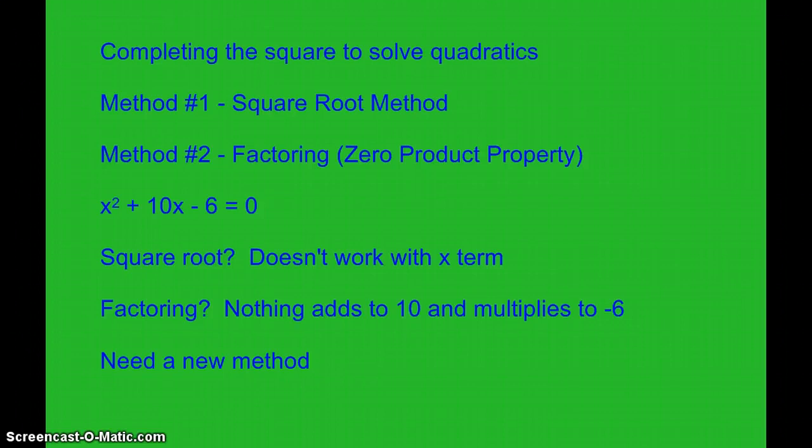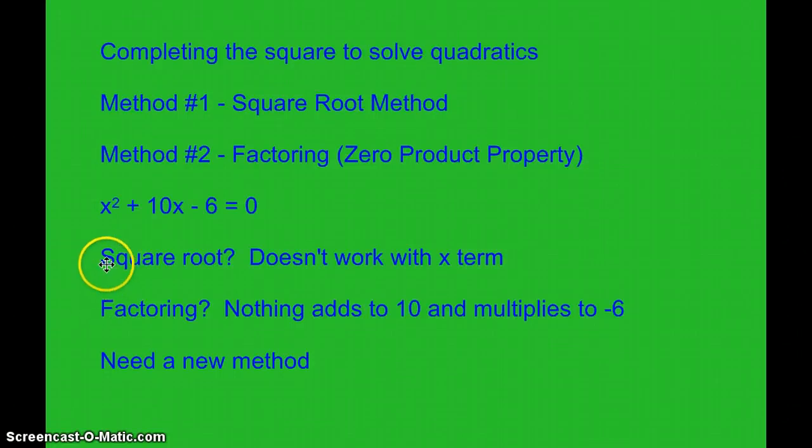x squared plus 10x minus 6 equals 0. And if we look at this problem and we look at the square root method, we know the square root method doesn't work when you have this x term in the middle. So we know that won't work. And when you try to factor that, you're looking for numbers that add to 10 and multiply to negative 6. Obviously, there's nothing that meets that requirement. So therefore, we need a new method.